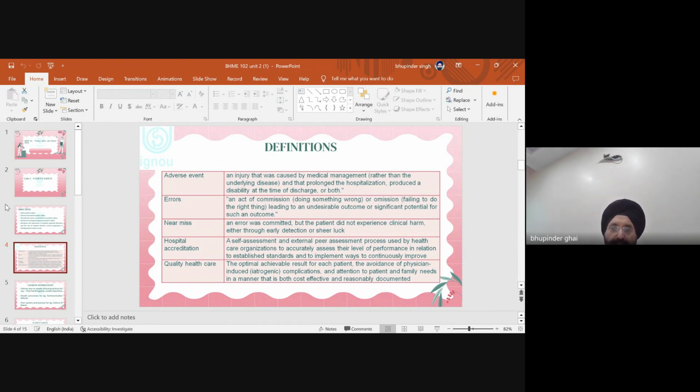The patient is admitted into the hospital for something, and during the procedure, he sustains an injury, and that prolongs his stay in hospital. At the time of discharge, there is a disability because of this event. Then this event is called an adverse event.